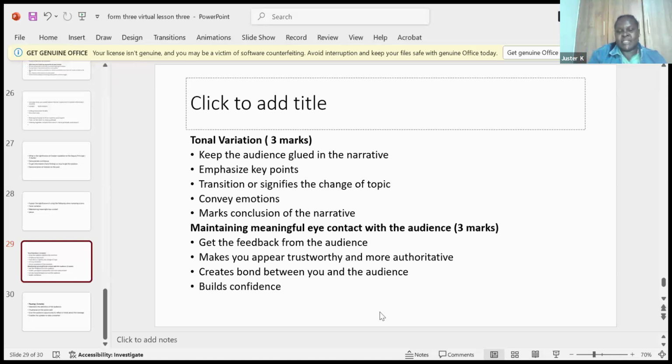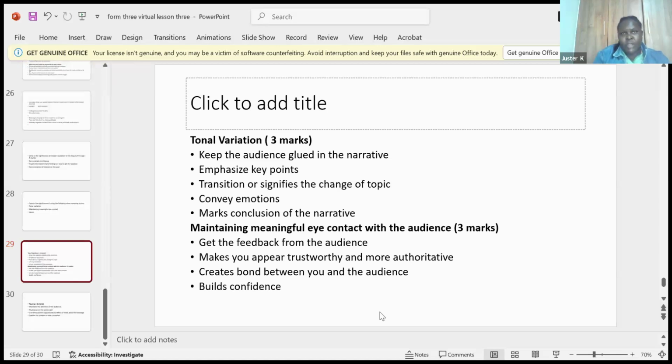Trustworthy and authoritative. Again, eye contact with the audience creates a bond between you and the audience. It's like you actually communicate. Sometimes when you lock eye contact with somebody, you have already communicated with that person. So there's that bond that it creates when you're maintaining eye contact with each other. And lastly, it builds confidence.